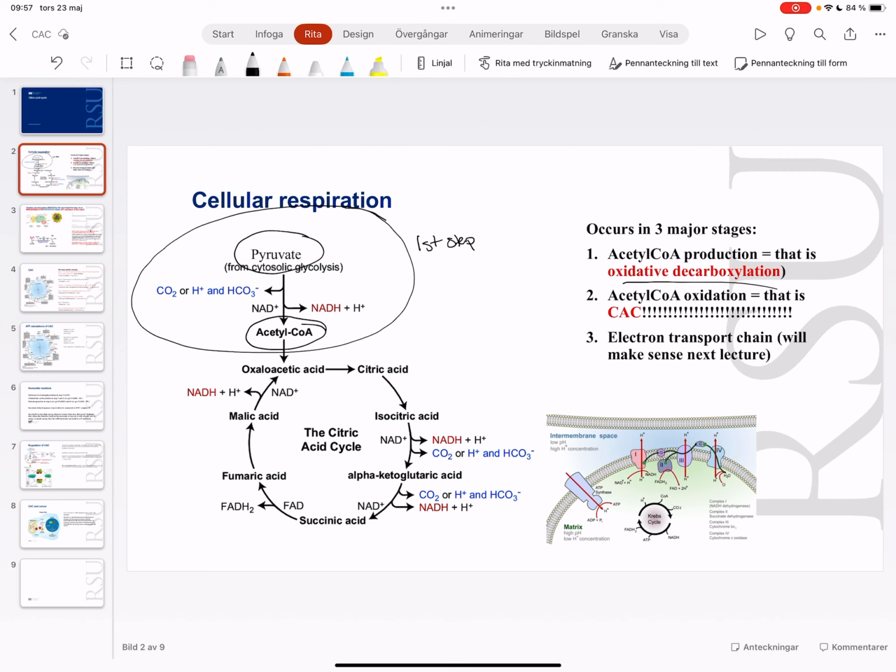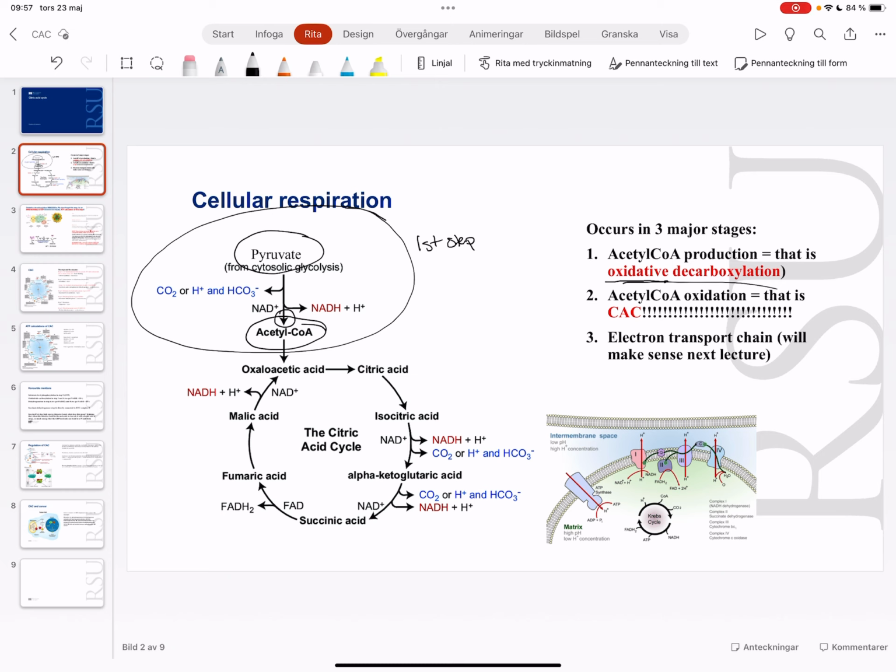Of cellular respiration, and it's really important to note that it's an irreversible step. Once we have acetyl coenzyme A, we cannot go back to pyruvate. That doesn't happen at all. So the first step is oxidative decarboxylation of pyruvate, and we will get acetyl coenzyme A.